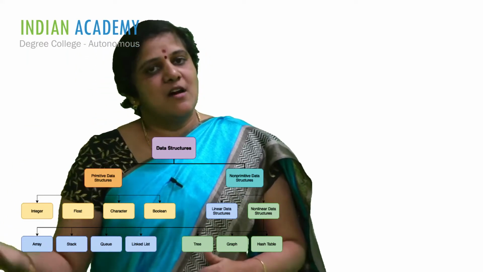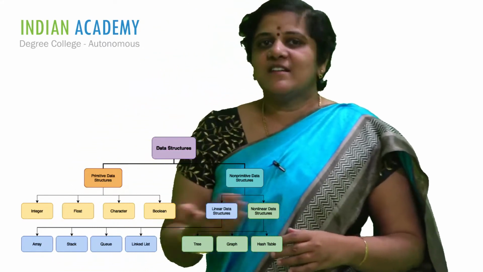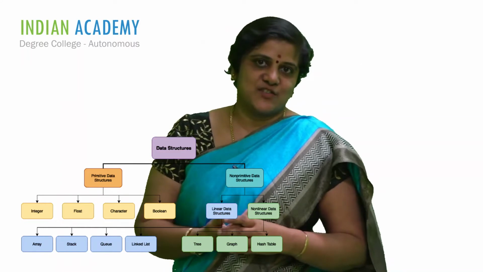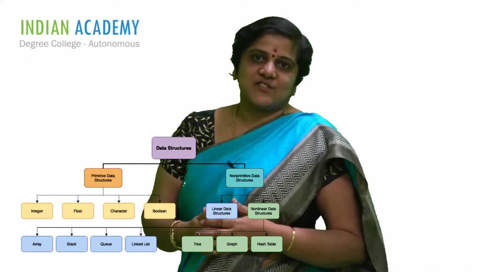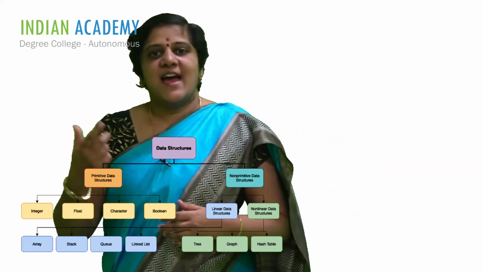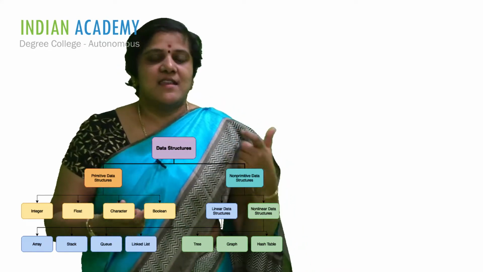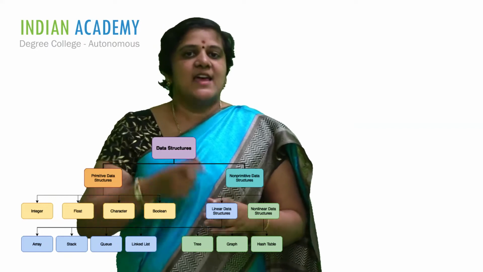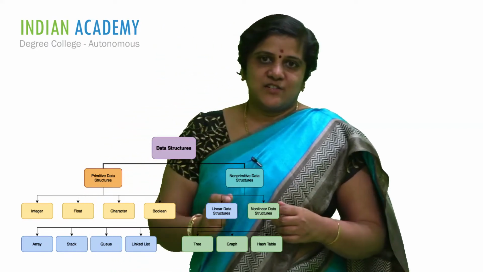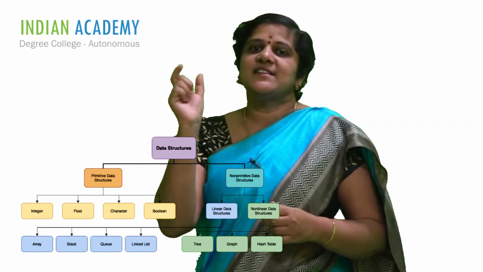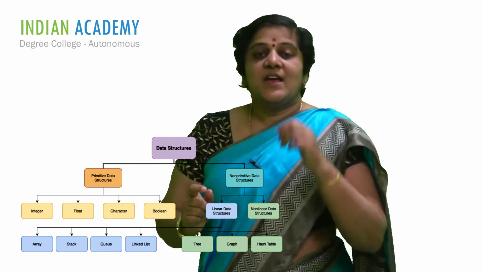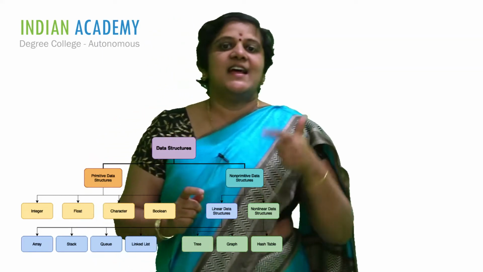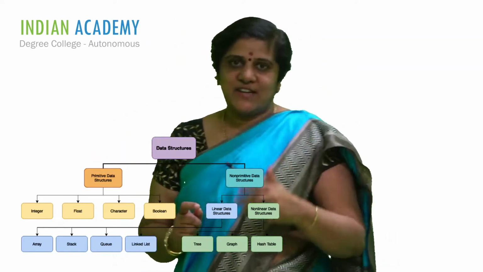Moving on to non-primitive data structures, we cannot directly perform machine-level instructions on them. Non-primitive data structures can further be categorized as linear as well as non-linear data structures. Moving on to linear data structures, the elements of linear data structures share an adjacency relationship amongst each other. Examples of linear data structures include arrays, linked lists, stacks as well as queues.